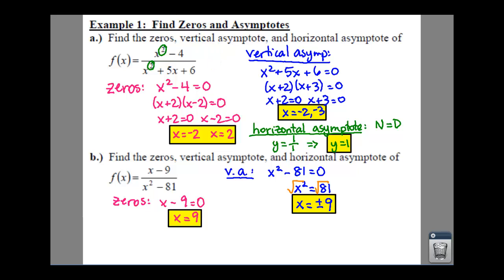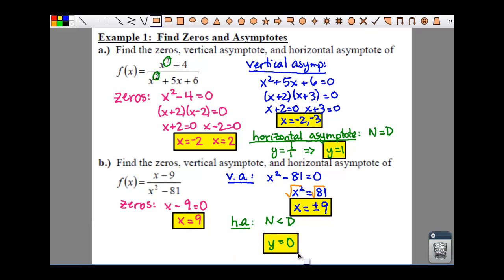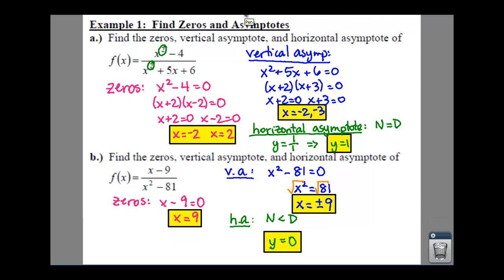And then finally, for your horizontal asymptotes, your HA, what we're going to get here is you take the degree on top, which is a 1, is less than your degree on the bottom, so that means you're going to have a horizontal asymptote at y equals 0. So I hope you learned a little something.